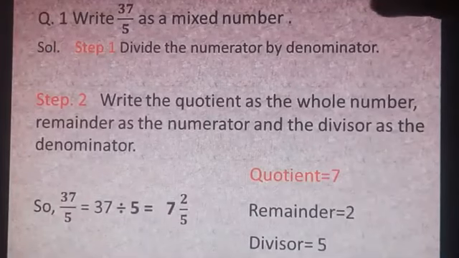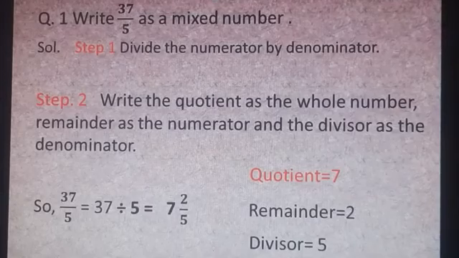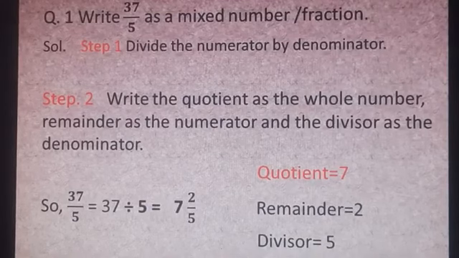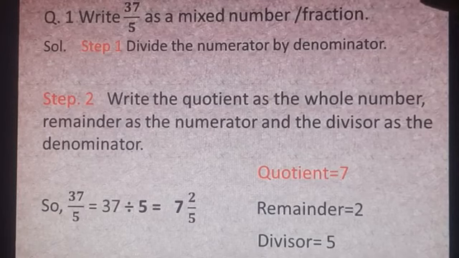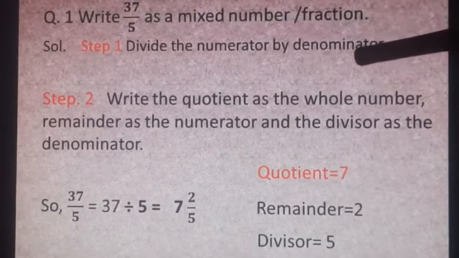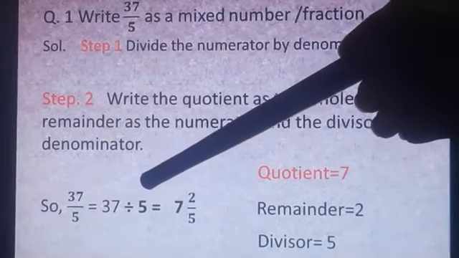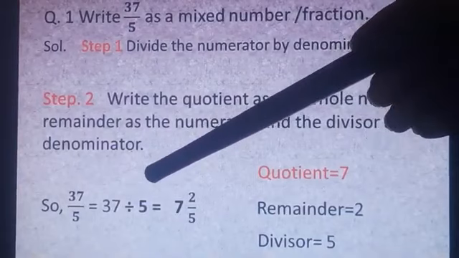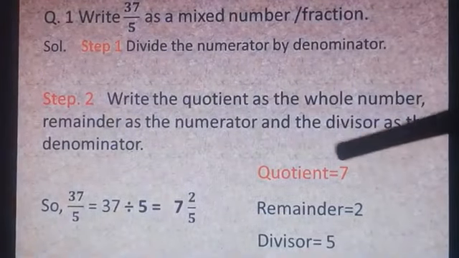Let's start our first practice sum. Write 37 upon 5 as a mixed number, or we can say mixed fraction. When we have to convert this improper fraction into mixed, our first step is to divide the numerator by the denominator. So when we are dividing 37 divided by 5, what are we getting? 5 sevens are 35. So our quotient is 7.